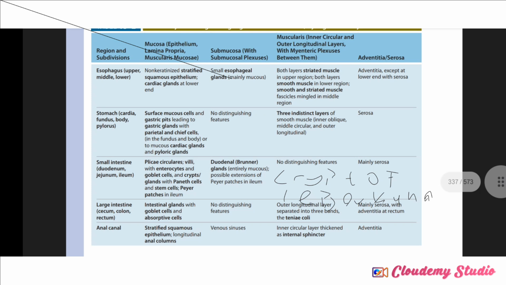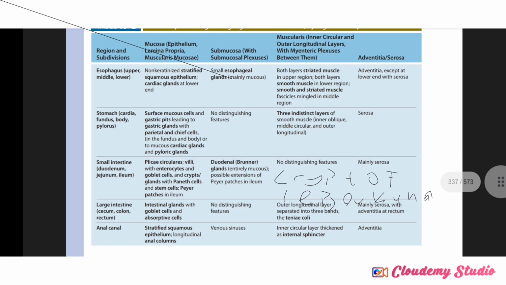The four of them are lined with simple columnar epithelium as well. You understand? Simple columnar epithelium made up of numerous goblet cells, and they have microvilli, because absorption occurs in the large intestine as well. Now, we have the anal canal, that is the anus. The anus is lined with stratified squamous epithelium.